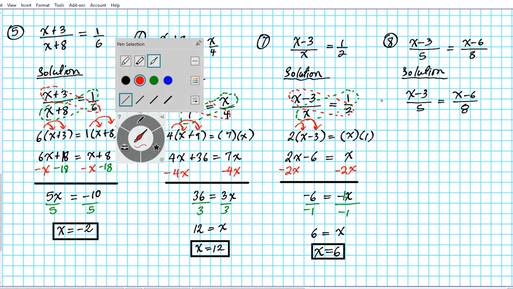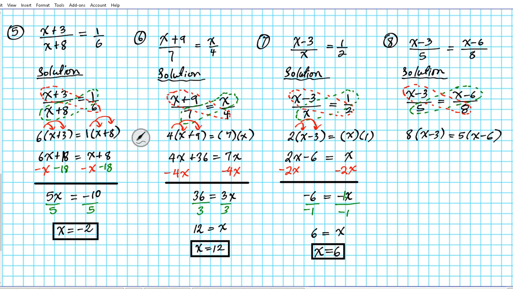We're going to multiply the numerator on the right, x minus 3, with the denominator on the left, and then the numerator on the right with the denominator on the left. So just cross multiply. Have a nice little star there. So that yields 8 times the quantity x minus 3 equals 5 times x minus 6.